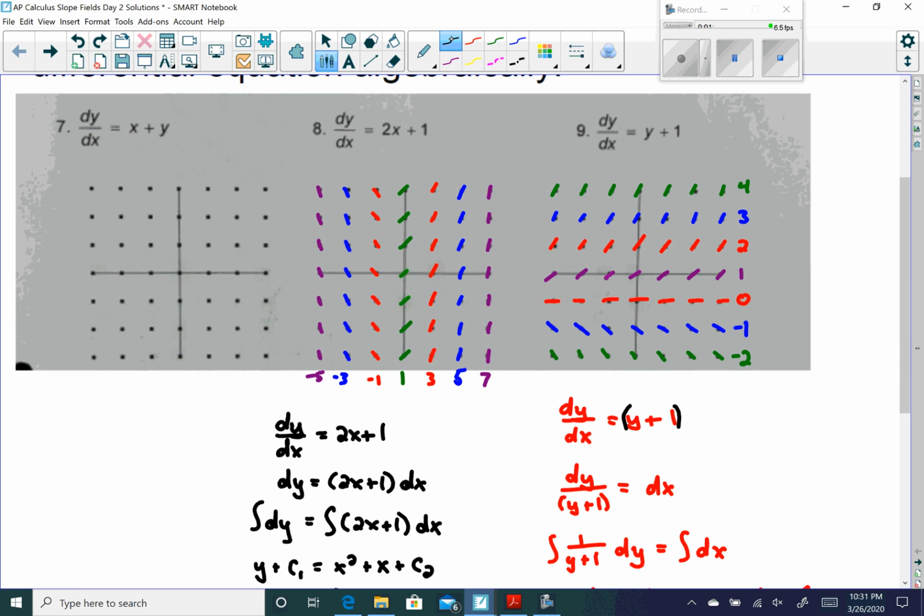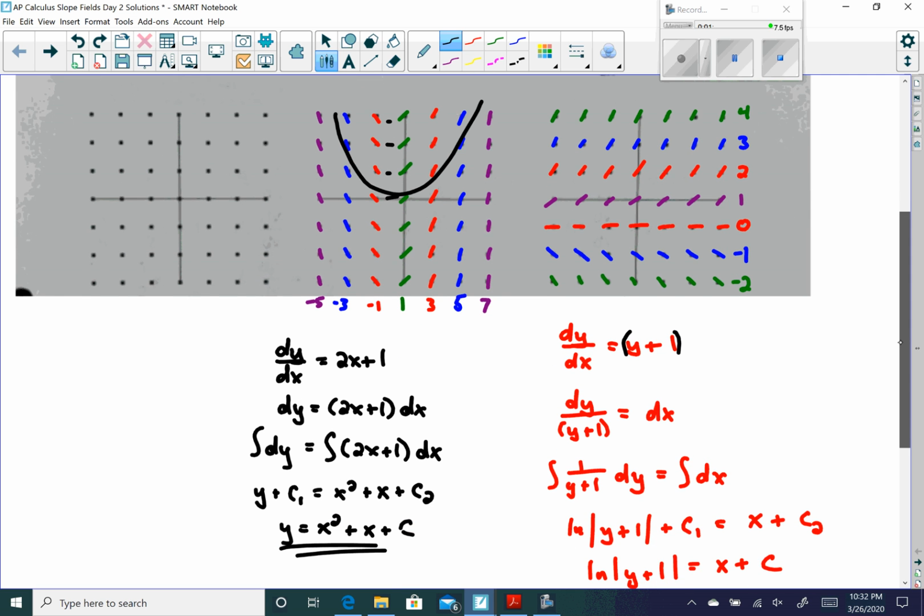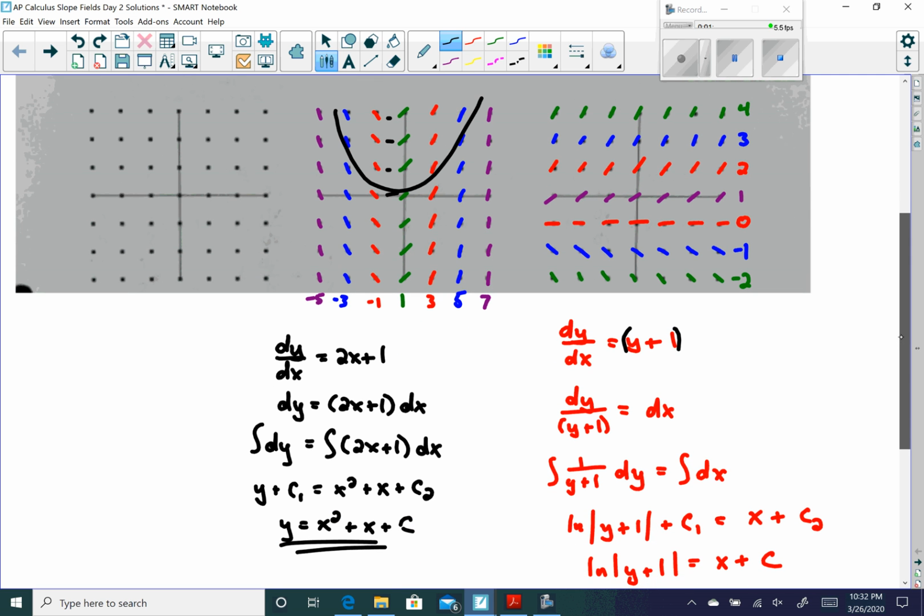Notice we don't see any horizontal tangents. We know 2x plus 1 is going to equal 0 when x is -1/2. So if I had that number, all of these would be the horizontal line segments. And then if I were to draw a curve in, it would look something like this. So that tells me getting a function of y here that is quadratic looks like it matches here.